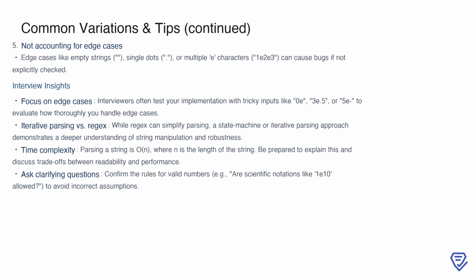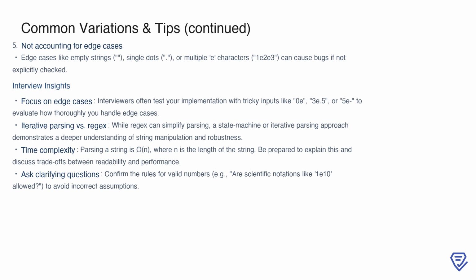Edge cases are another major challenge. For example, empty strings, single dots, or inputs with multiple E characters, like 1E2E3, can all lead to bugs if not explicitly addressed. During interviews, these edge cases are often where candidates are tested most rigorously. Inputs like 0E, 3E.5, or 5E- are designed to evaluate how thoroughly you've handled these scenarios.